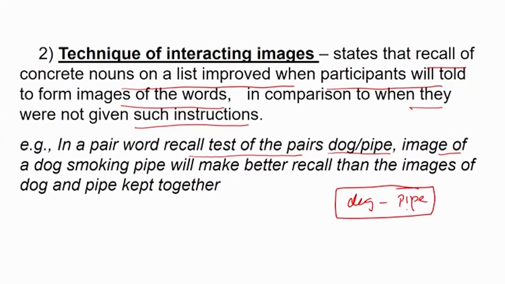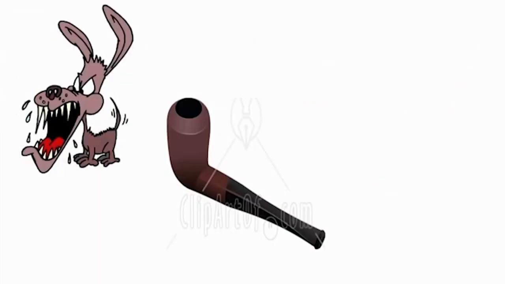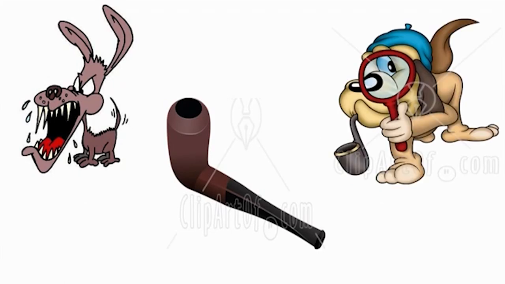So, if that is to be remembered, the easiest way is to remember the image of a dog and to imagine the image of a pipe and then to interact these pictures together. Imagine the picture of a dog which is smoking a pipe. An image of a dog smoking a pipe will make for better recall than images of the dog and pipe kept separately. The reason is that it is funny and novel, and humor is one of the easiest ways of remembering things. So, instead of thinking about the dog separately and the pipe separately, I can think about a dog smoking a pipe, and this is basically the easiest way.